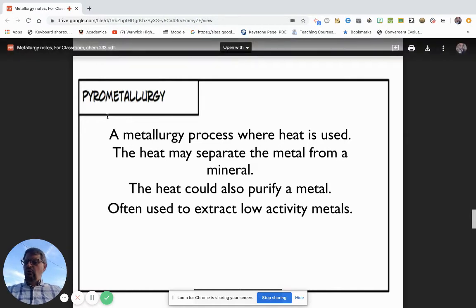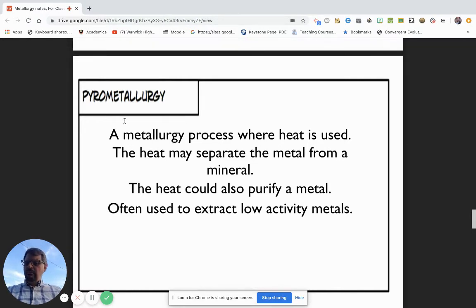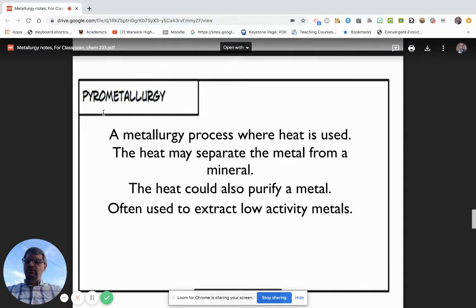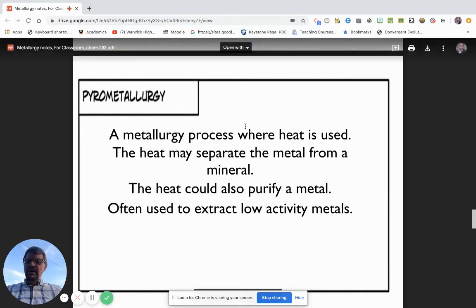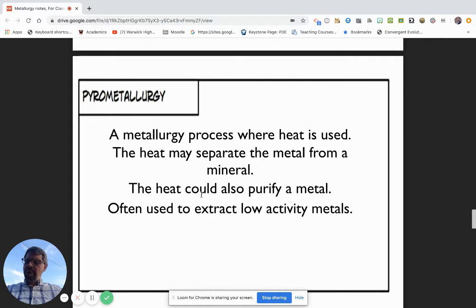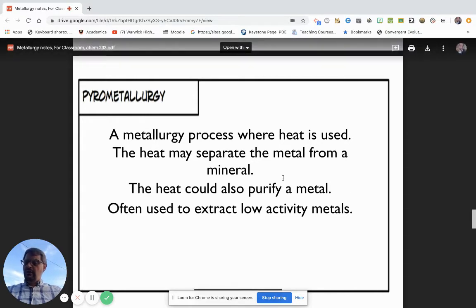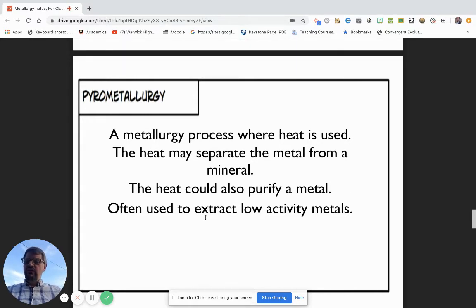So pyrometallurgy, you may know that the prefix pyro refers to heat and fire. Pyrometallurgy is a process where heat is used, and the heat may separate the metal from a mineral. Okay? The heat might also purify metal. And we often use this on metals that are low on the activity series.